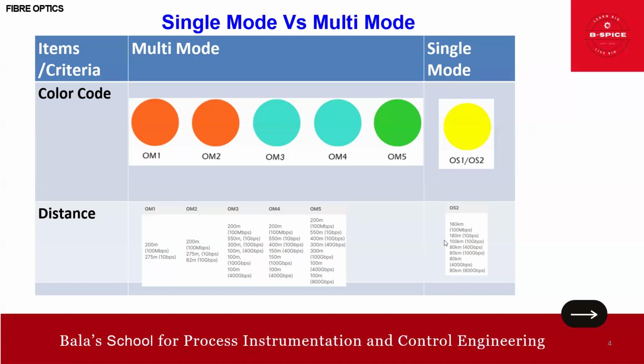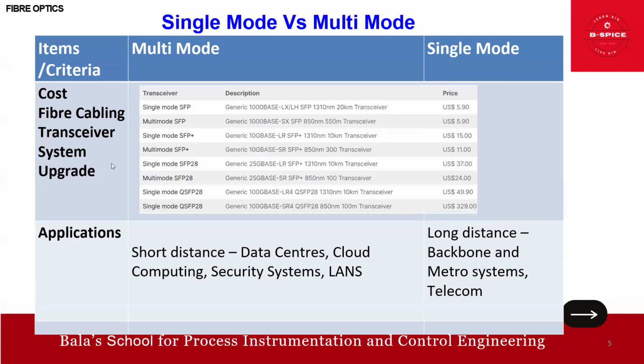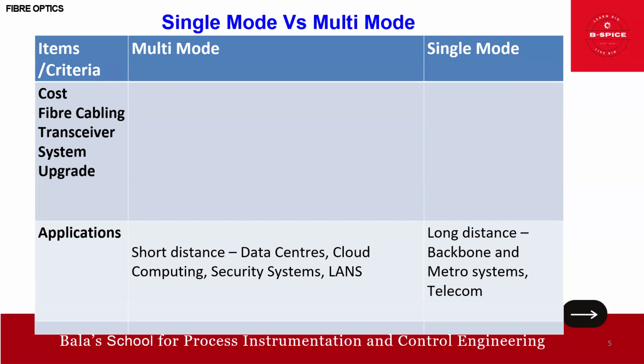So now we dive deep into the cost actually, but there is a little bit of a challenge. I cannot put that in the normal way, like multi-mode, single mode. So what I did here was segregate the cost into fiber cabling, transceiver, and the system upgrade. Okay, so let us go into the fiber cabling cost.